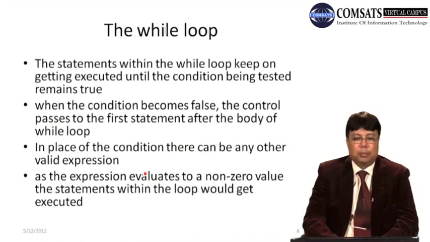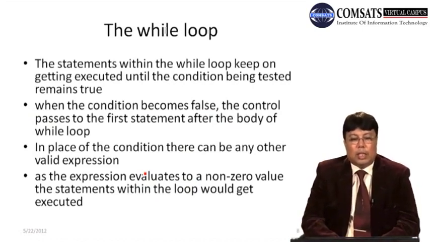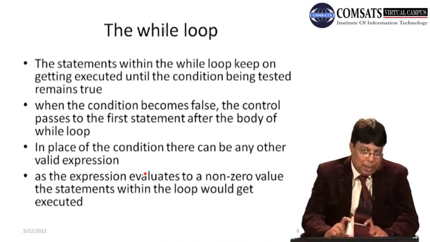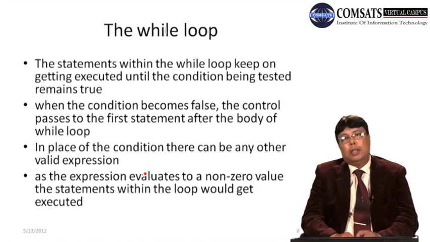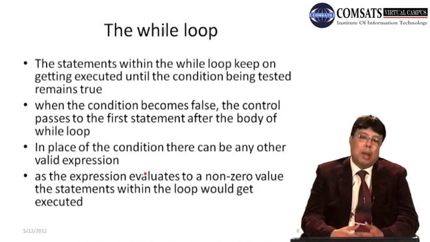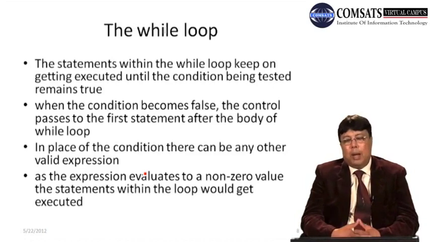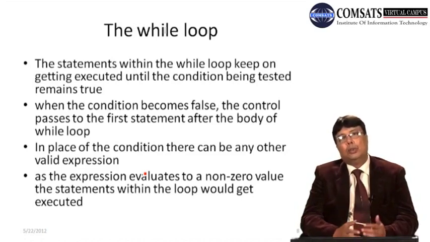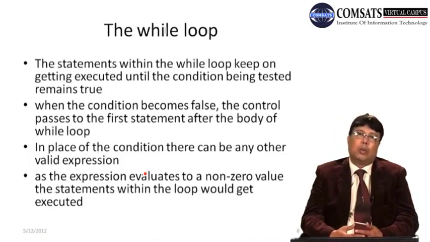Okay, move forward. The statements within the while loop keep on getting executed. वो जो body of loop के अंदर मैंने आपको बताया ना statement से, they will keep on executing until the condition being tested remains true. Just like for loop. When the condition becomes false, the control passes to the first statement after the body of the while loop. यानी कि while loop पूरी की पूरी क्रॉस करके just while loop के बाद जो next statement है, the control will be transferred to that particular statement.